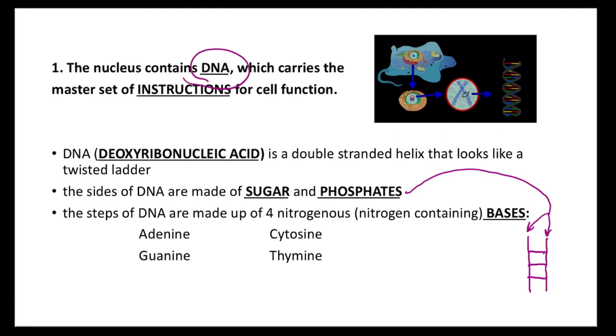Then the steps of the DNA are made up of 4 nitrogenous, which just means nitrogen-containing, bases. So you need to know these 4. The steps, or the rungs of the ladder, the part that you would step up onto if we were actually visualizing a ladder, are made up of nitrogenous bases connected together by hydrogen bonds. So the steps are referring to this part in here, in the center.